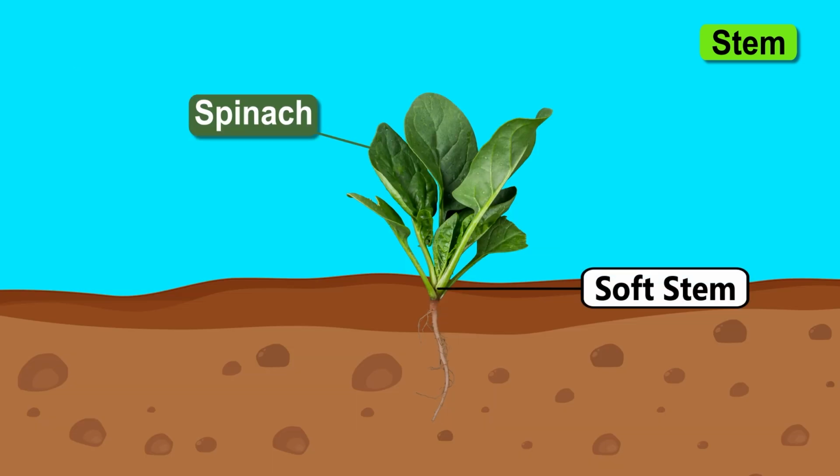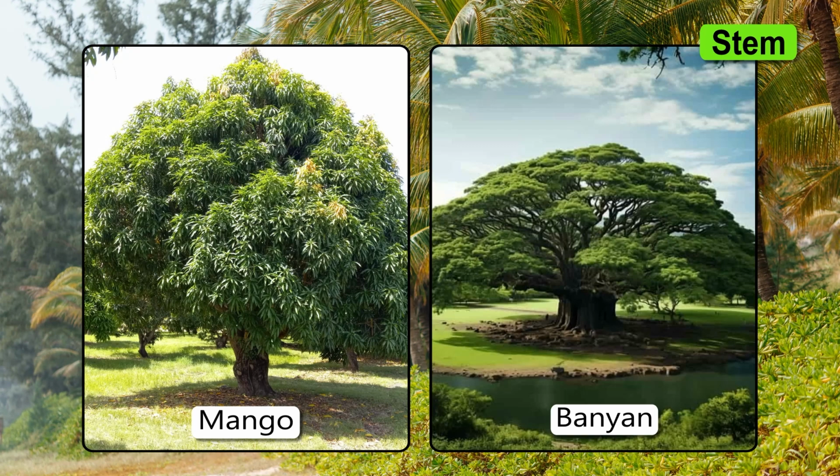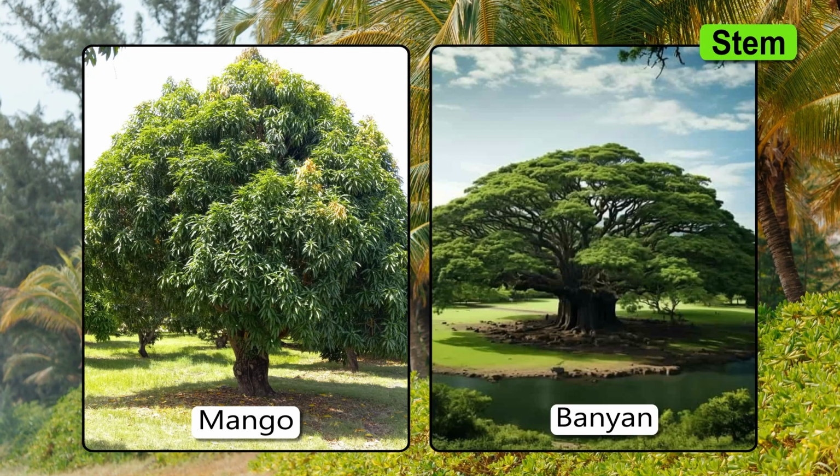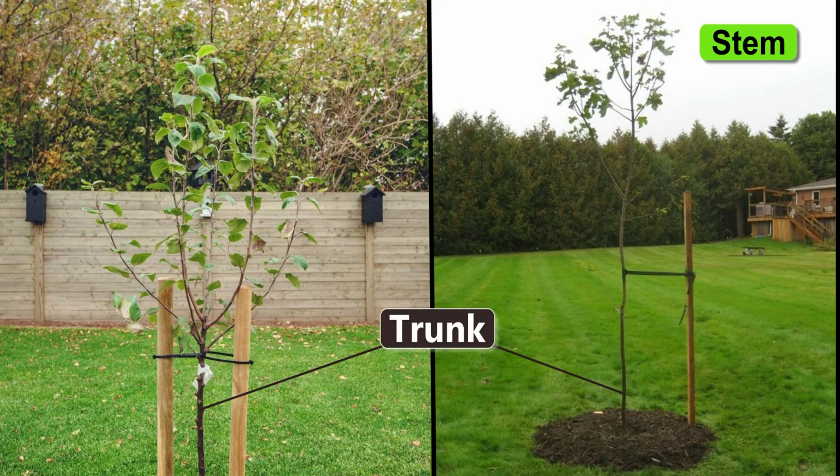Spinach has a soft stem. Big trees like mango and banyan trees have thick and strong stems. These strong stems are called their trunk. A trunk holds the tree straight and upright.